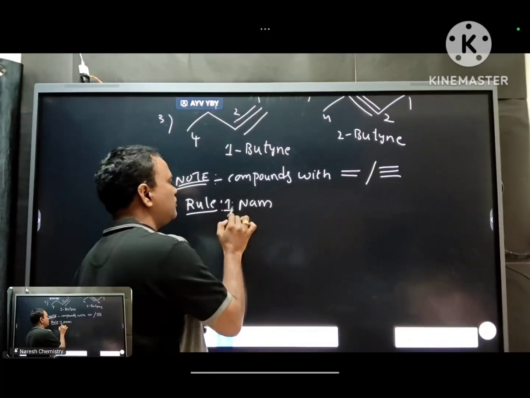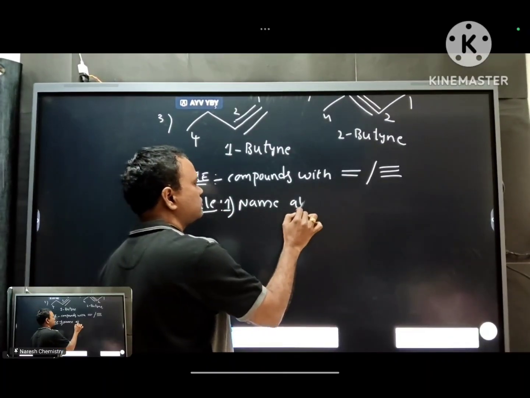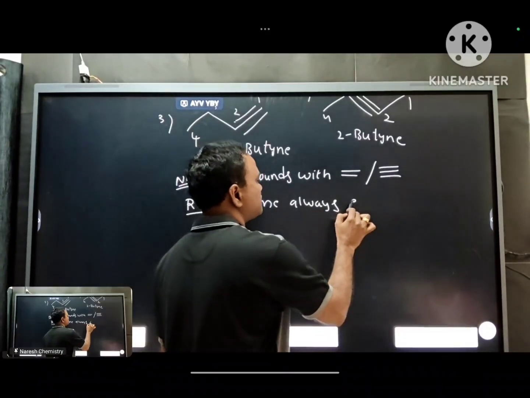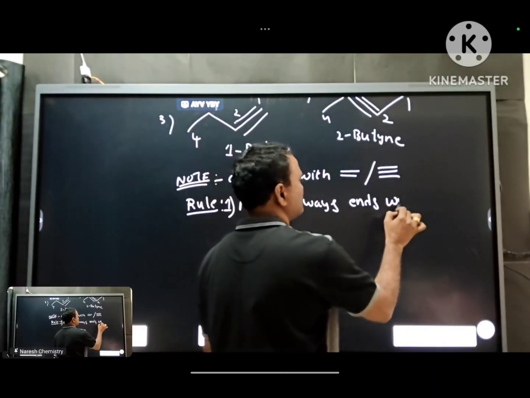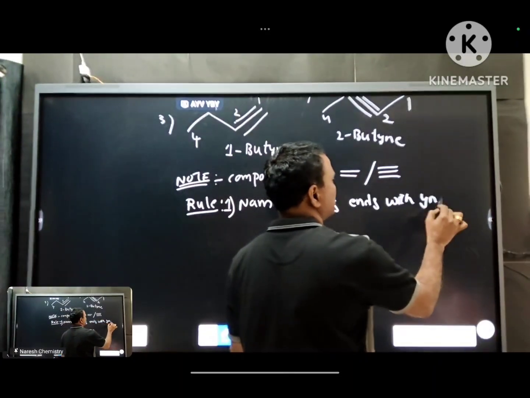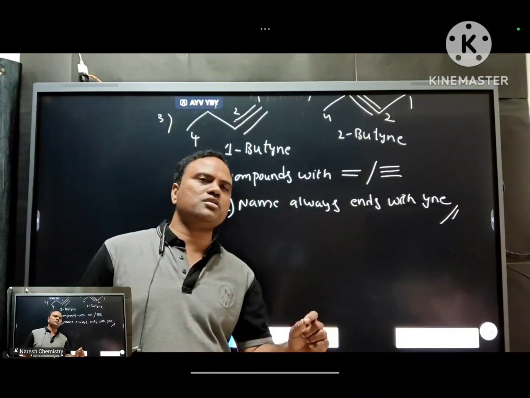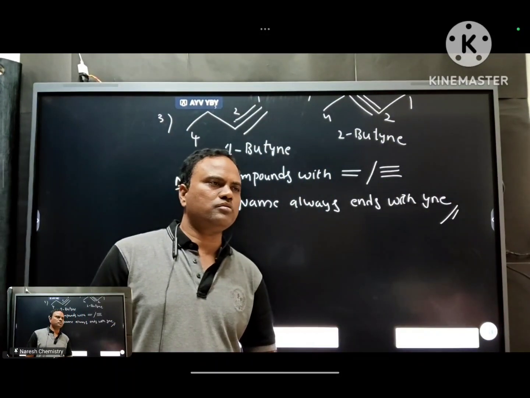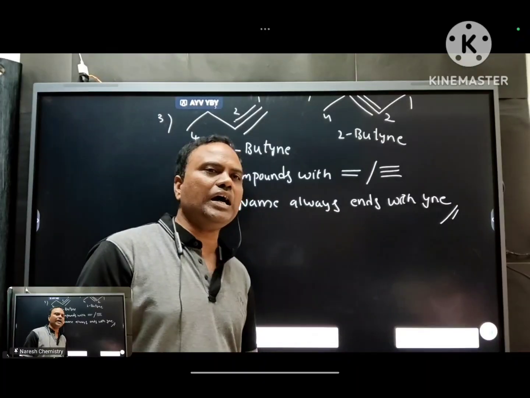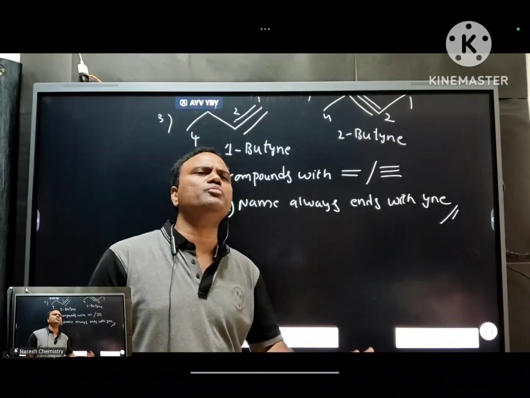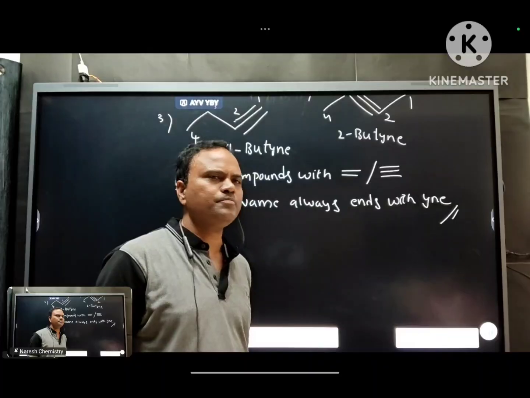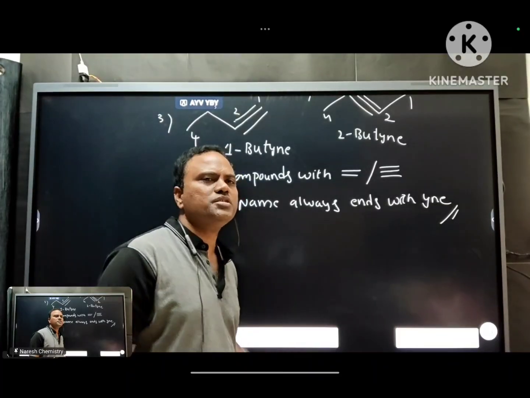Rule 1. Name always ends with "-yne". When a compound contains a double bond and a triple bond, the name always ends with "-yne", irrespective of the position of the double bond and the triple bond.